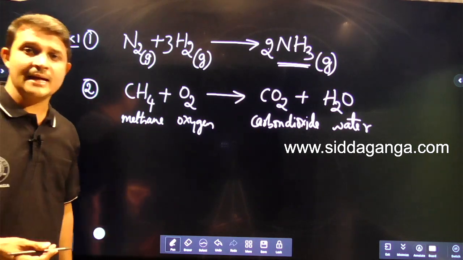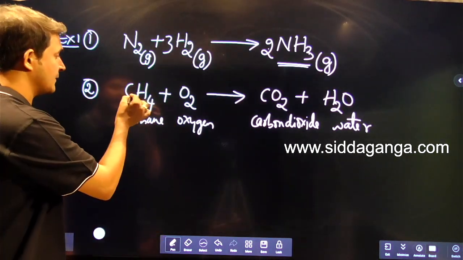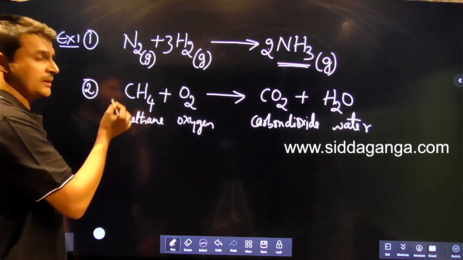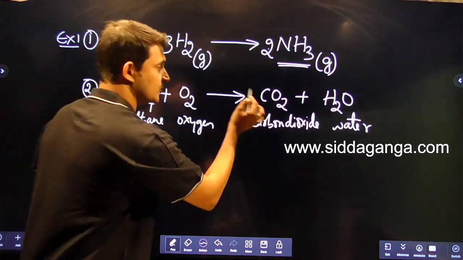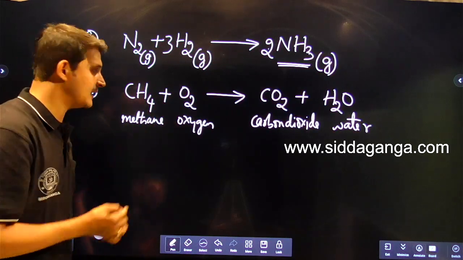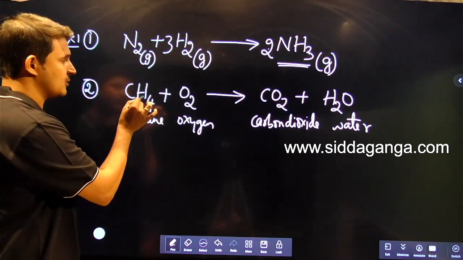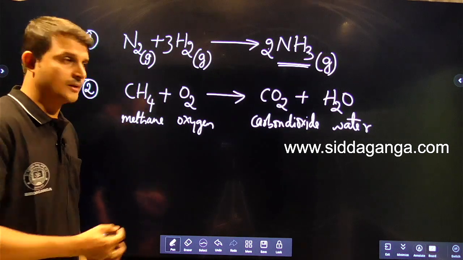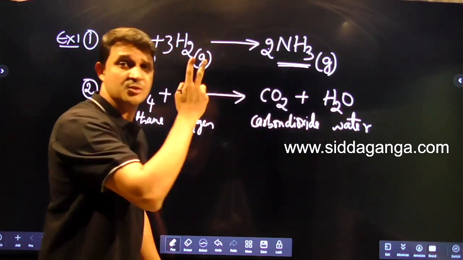Let's check whether the reaction is balanced or not. First, let's start with the carbon atom. On the left side carbon atom is 1, and on the right side also carbon atom 1. So it is balanced. Let's check for hydrogen. There are 4 hydrogen atoms on the left side. On the right side, just 2 atoms.